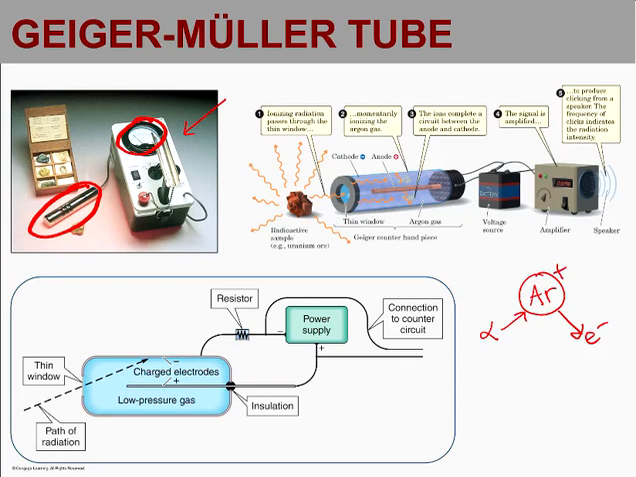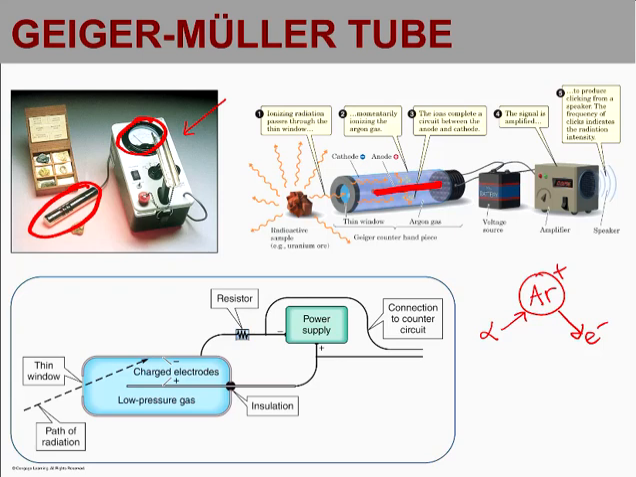Now, the electrons that are produced from this interaction will hit something called an anode in the middle, which is positively charged. That's right here. And you'll hear a click every time that occurs. So the Geiger-Müller tube makes this click, click, click sound every time an electron hits that anode. And so that's how you can tell if there's radiation nearby.